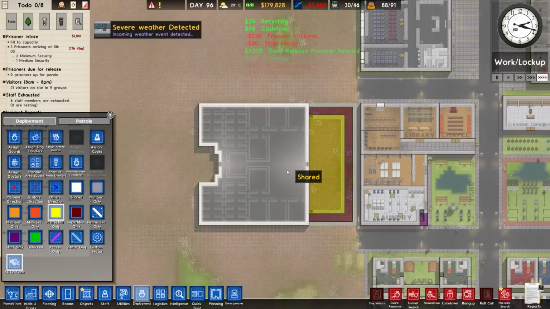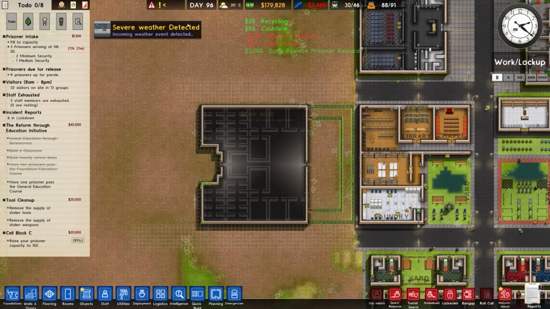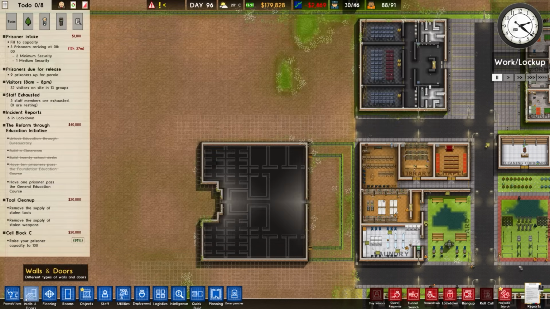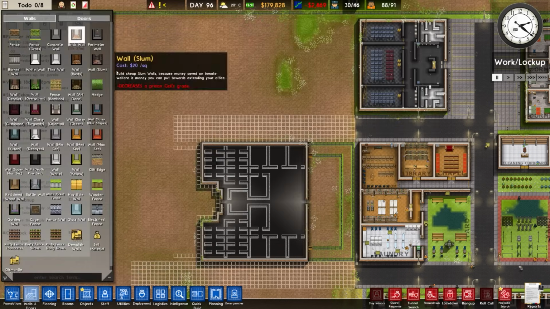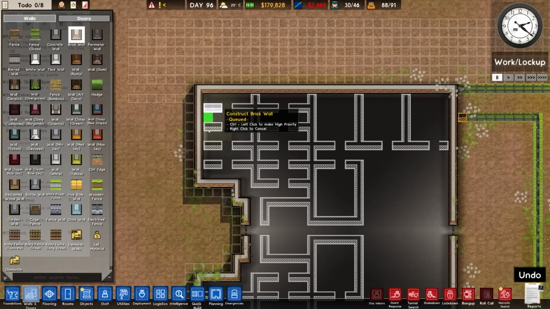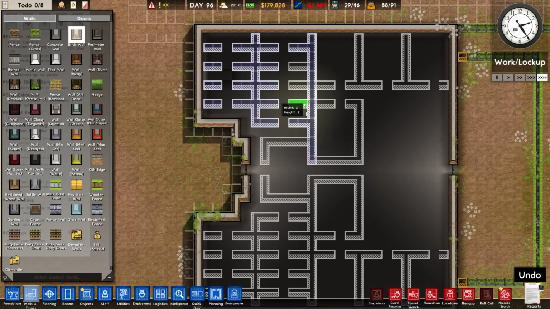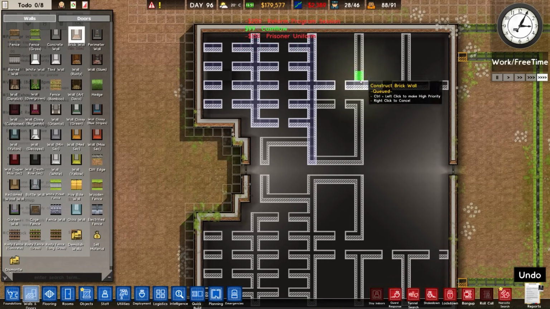That's protective custody. And severe weather detected. What have we got? More hot spells. Highest temperature reading 40.8 degrees. I would actually perish in real life. I don't deal with heat. Cold? No problem. Bring it on. Not so much the hotter temperatures.